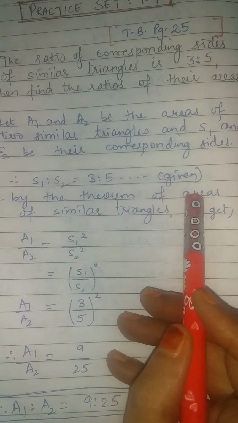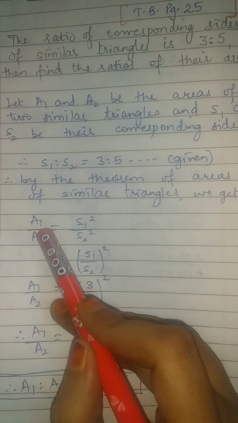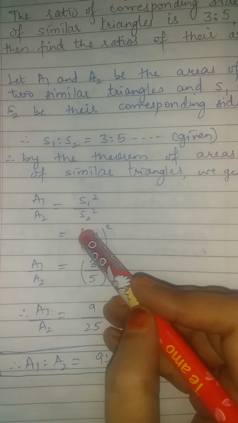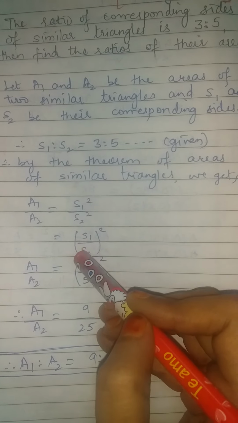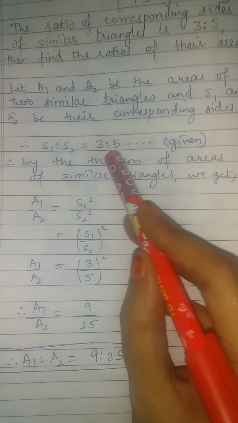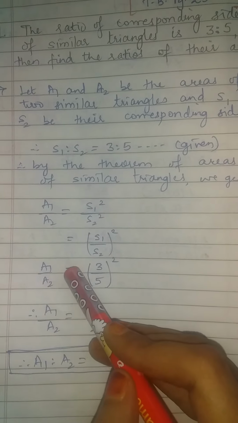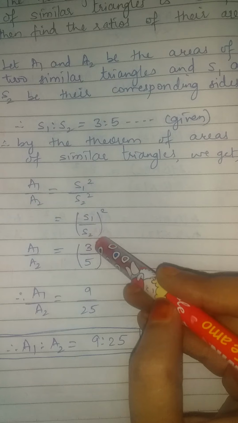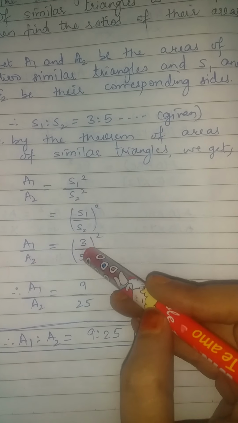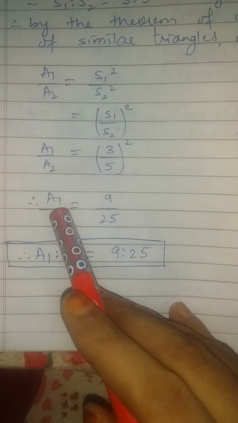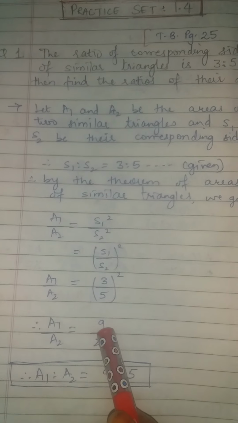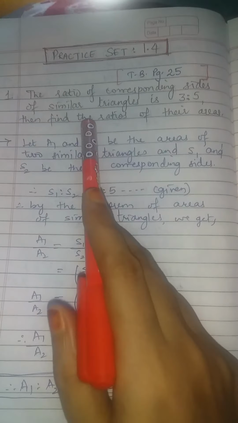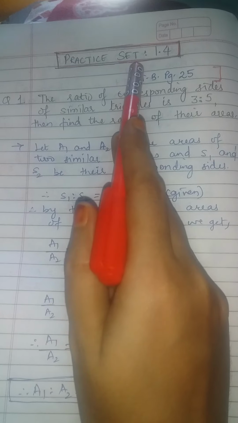So by the theorem of areas of similar triangles, what do we get? We have the ratio of areas, that is A1 upon A2 will be equal to S1 square upon S2 square. Let us take a common square for the two, that will be equal to S1 upon S2 the whole bracket square. Let us put the values already given as 3:5. So A1 upon A2 is equal to 3 upon 5 the whole square. The square of 3 is 9, the square of 5 is 25. So the final answer is A1 upon A2 is equal to 9 upon 25. That is A1 is to A2 is equal to 9 is to 25. So that was question number 1 of practice set 1.4.